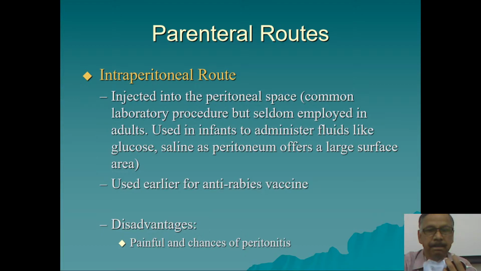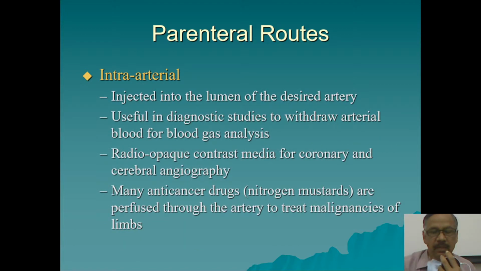Now the intramuscular formulation of anti-rabies vaccine is available and that is used. Intra-arterial, it is to be injected into the lumen of the desired artery. It is useful in diagnostic studies to withdraw arterial blood for BGA, the famous blood gas analysis. The radio-opaque contrast media for coronary and cerebral angiography is used this way. And many anti-cancer drugs like nitrogen mustards are perfused through the artery to treat malignancy of the limbs.